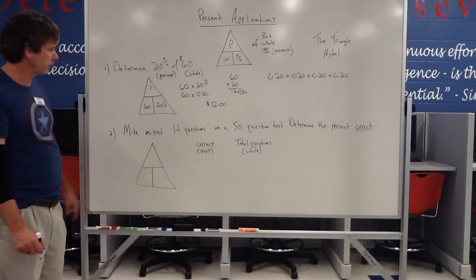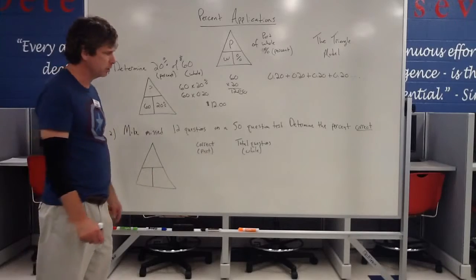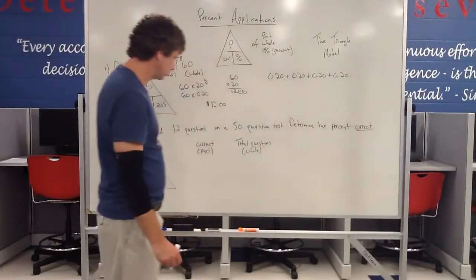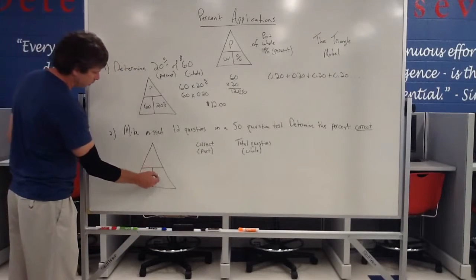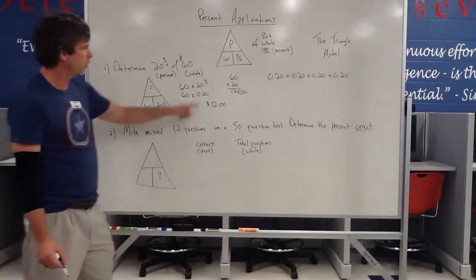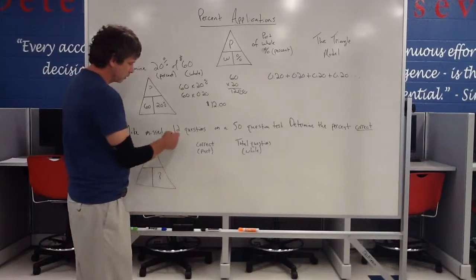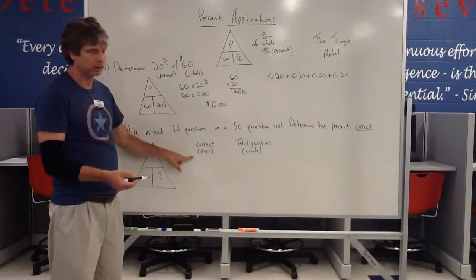Let's look at this next example. Mike missed 12 questions on a 50-question test. We want to determine the percent correct. So again, in this question, we don't know the percent this time. So that means we must know the part and whole. In this case, we're looking for the number of questions correct. That's the part that we got right.